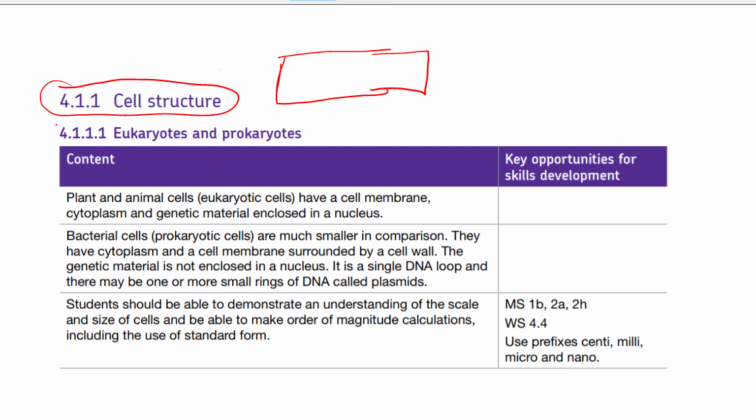The first thing we're going to learn about is eukaryotes and prokaryotes. If you look at the first two learning objectives, they're essentially asking what eukaryotes and prokaryotes are and what the differences between them are, and that's mostly what questions you'll get in exams. The last one talks about magnitudes of size, and I'll go on to what this really means and how it applies back to this.